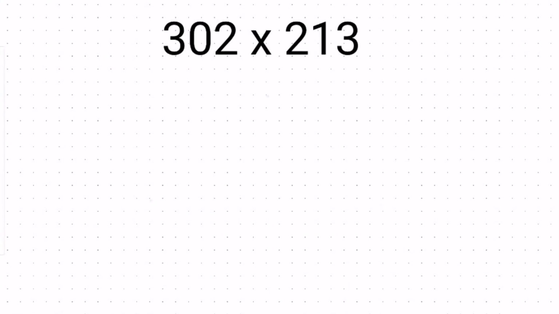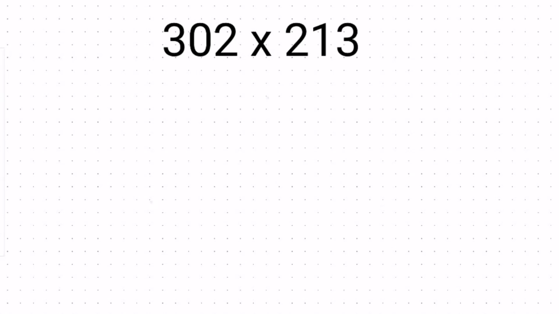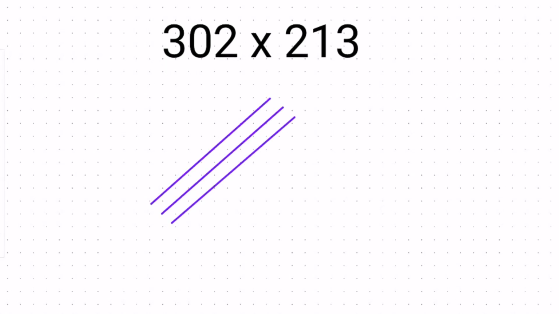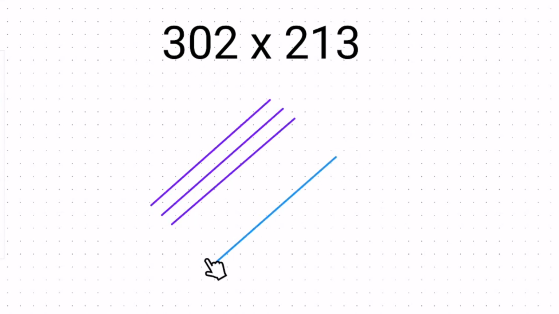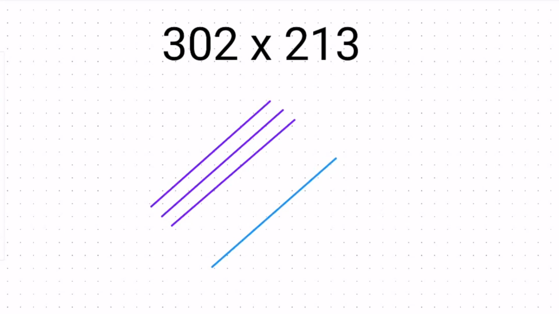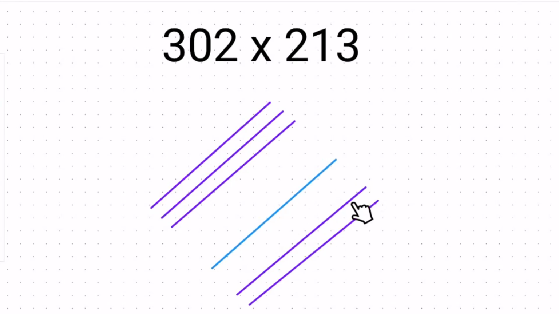Let's see another example. 302 into 213. Now for the 3, put 3 diagonal lines like this. For the 0, put a different colored line, or you could put dashes. Now for this 2, put 2 lines.